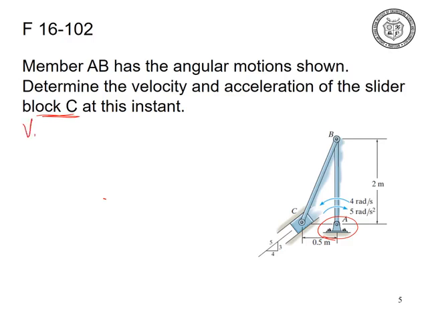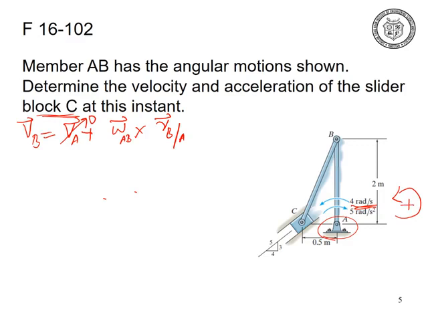The velocity equation that we derived in the previous lecture was VB equal to VA plus omega AB cross RB with respect to A. As the member A is fixed, its velocity becomes 0. Now what is omega AB? It is the angular velocity, given as 4 radian per second, in the anti-clockwise direction, which we assume as positive.